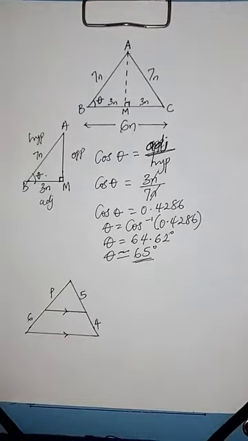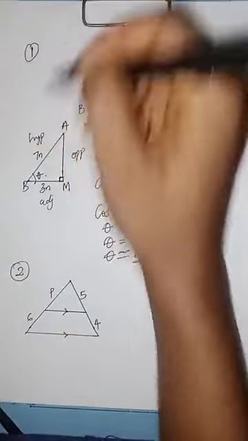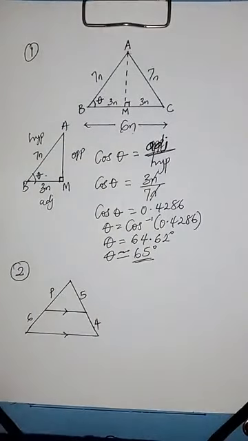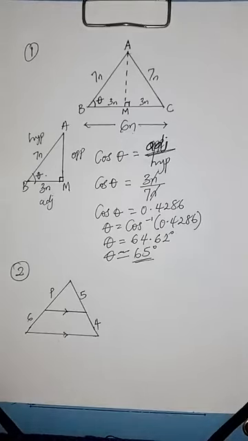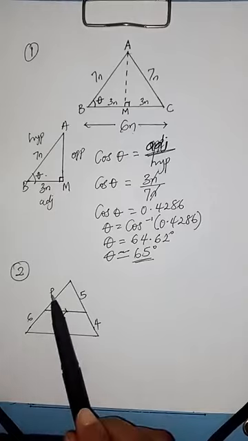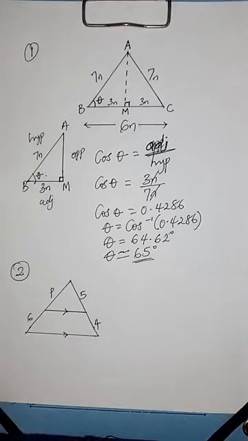Now this is another question. Let's call this question number 2. The previous one we solved is question number 1. Now in this triangle, we could see that we have 2 parallel lines running, and the triangle seems to be divided into segments. This is P, 6, 5, and 4. And the question asks us to look for P.